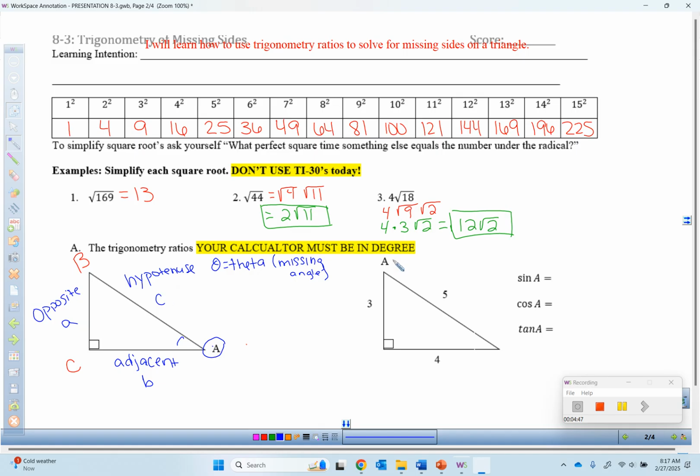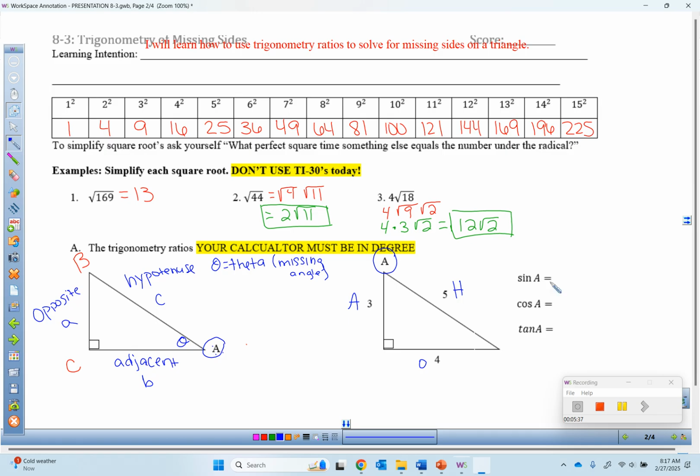Once again, I'm going to look at big A. And so little a is 4, which is opposite, right? Okay, so I'm going to put a little O for opposite. And this one is adjacent. And once again, I have my hypotenuse. Okay? And I'm going to turn this to adjacent, opposite, hypotenuse. Okay. So we're going to learn some new things.